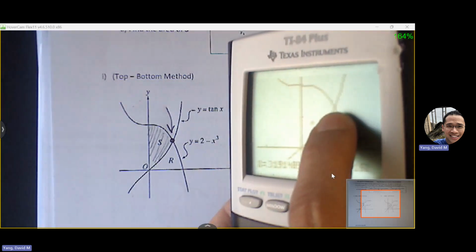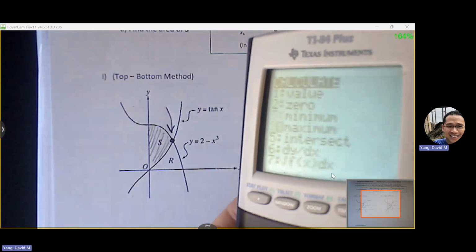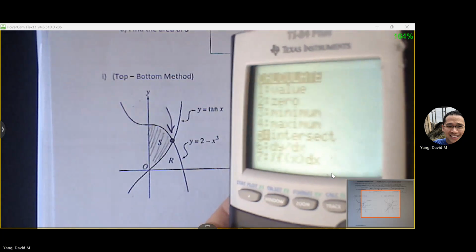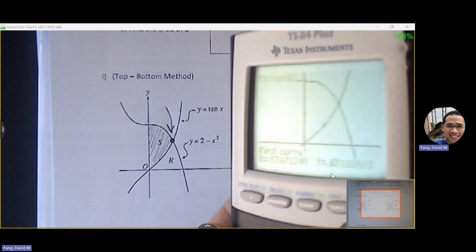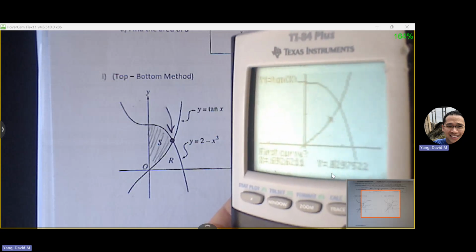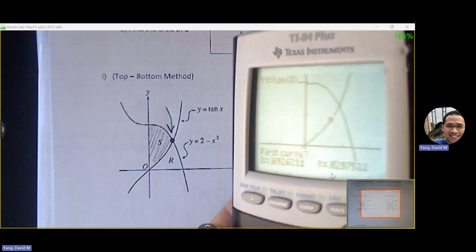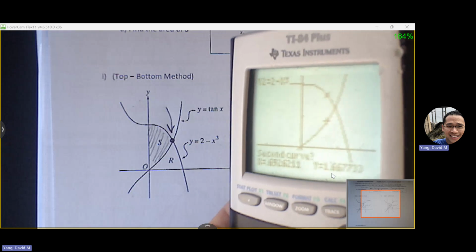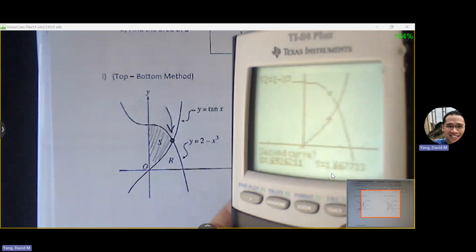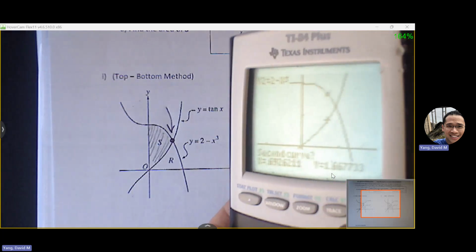Now, we want to find this intersecting point. So go ahead and do second trace, intersect. So you're just going to pick a point that is close to the intersection. Don't go directly on the intersection. It'll confuse the calculator. So first curve, question mark. So just identify what you want to be your first curve. It doesn't really matter. Hit enter. And the calculator usually will just toggle to the other curve. And it says second curve. We want to get that confirmation. Hit enter again. And it's going to say guess, question mark.